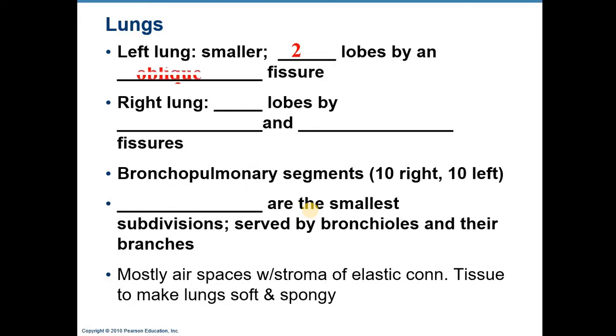Your left lung is smaller. It has 2 lobes with the oblique fissure dividing it. The right lung has 3 lobes, and it has the oblique fissure and the horizontal fissure. You have about 10 segments in each lobe, for a total of about 20 segments when it divides from primary to secondary to tertiary. That's what it's talking about. Lobules are the smallest subdivisions. They're served by bronchioles and their branches, so mostly air spaces with stroma and elastic connective tissue.